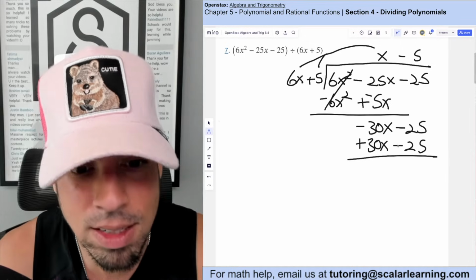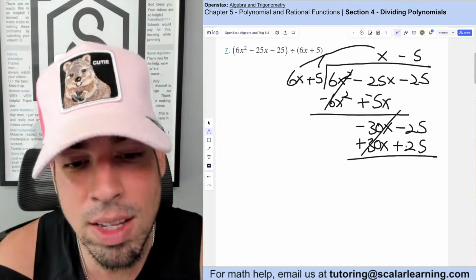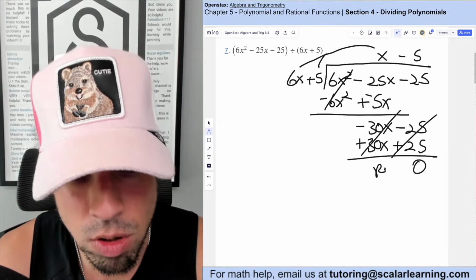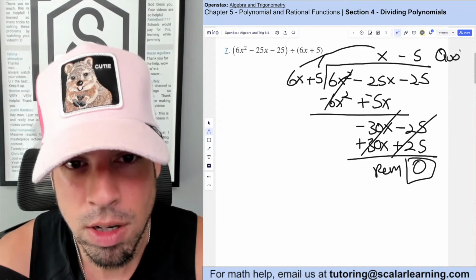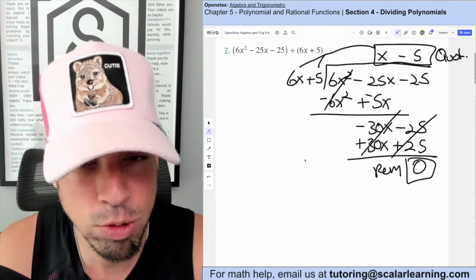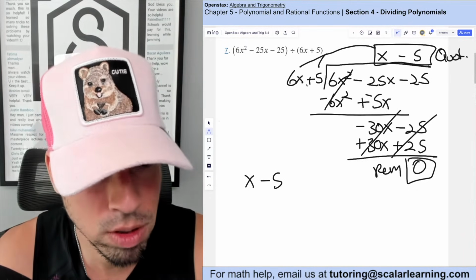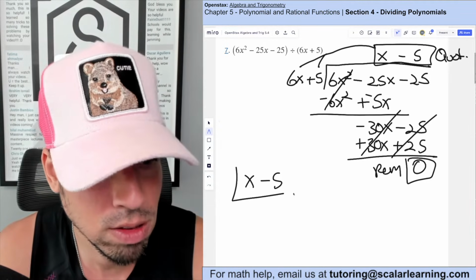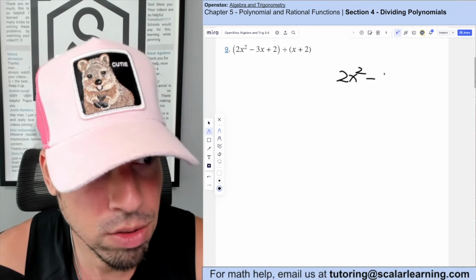So then we negate, right? Multiply by negative, and then we add. That cancels out, and that actually cancels out as well. So we get a remainder of 0, and we get a quotient of x minus 5, which means our final answer is x minus 5 plus the remainder over the divisor, but there's no remainder, so this is the final answer. Boom, done.